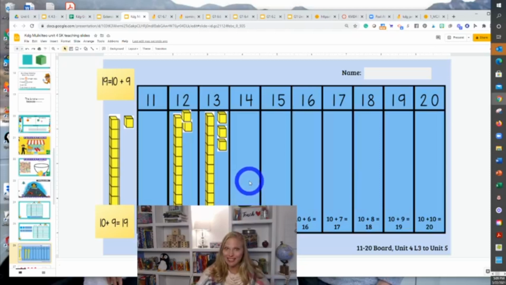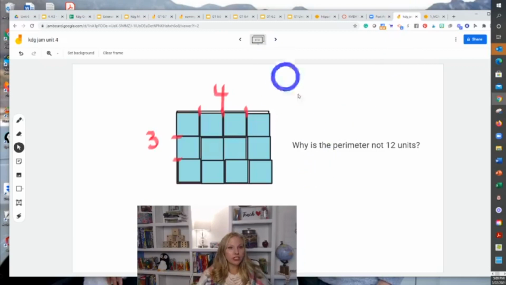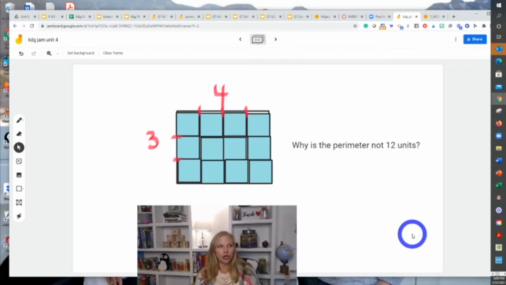Knowing what it is is just one step of learning. Knowing why it isn't something else is a whole other level that really will uncover what kids actually understand about a topic. So let's look at a couple other examples. If I were to go here to my Jamboard, okay, so let's look at this perimeter and area. I know many of you are in that unit right now in your upper grades.